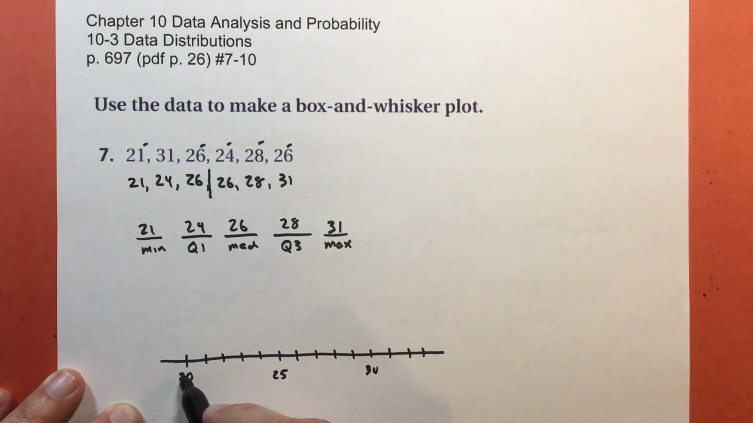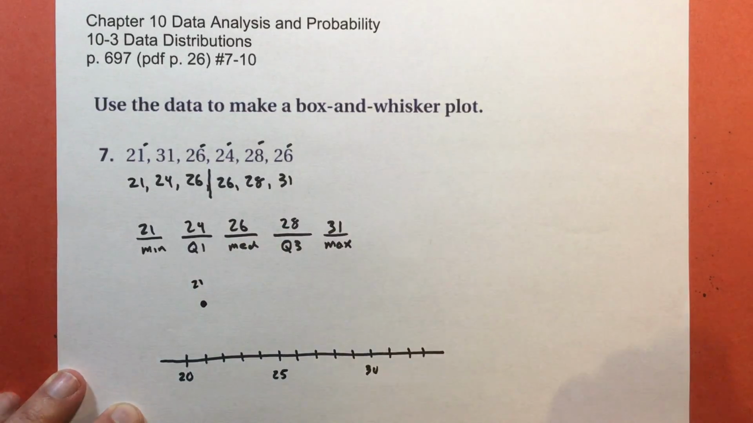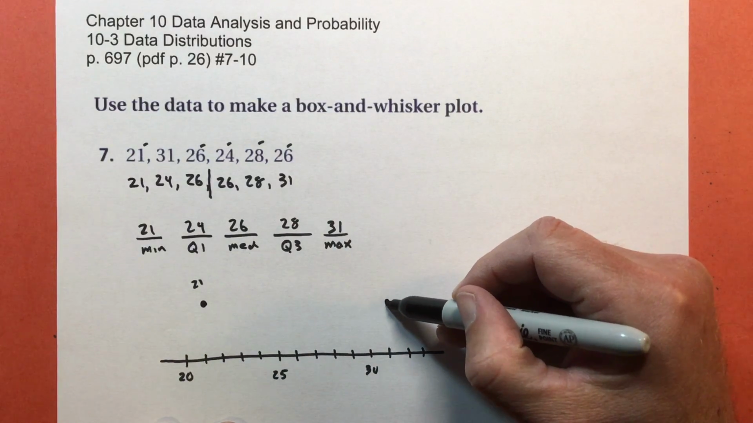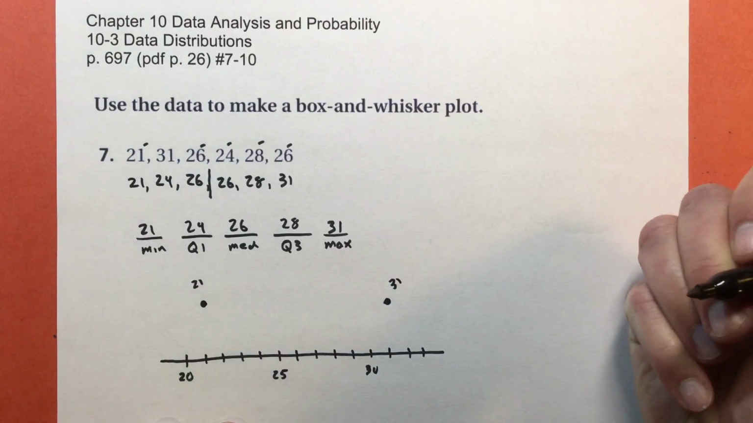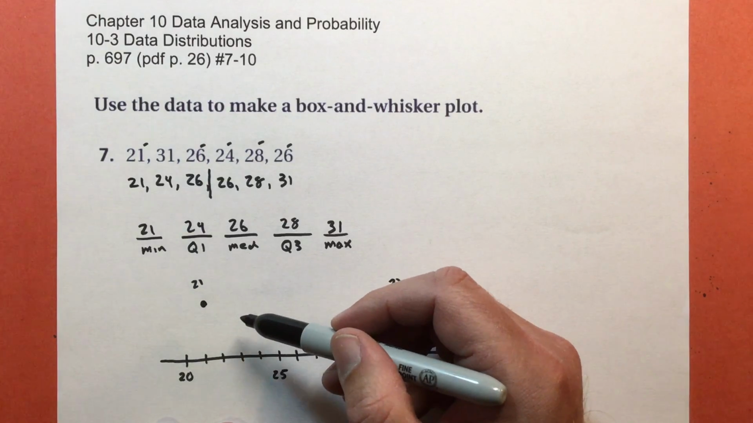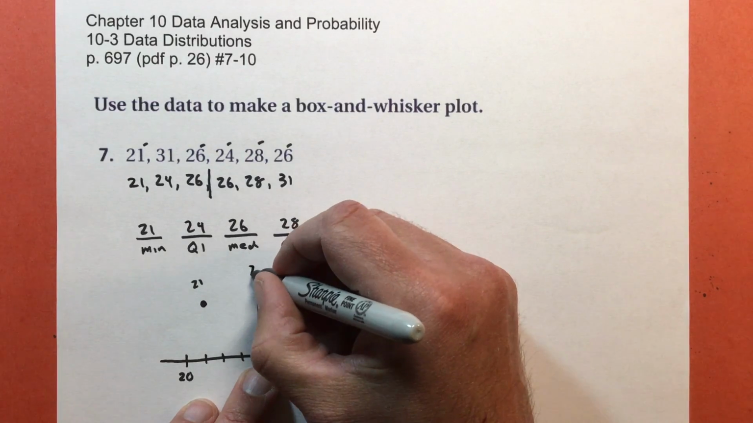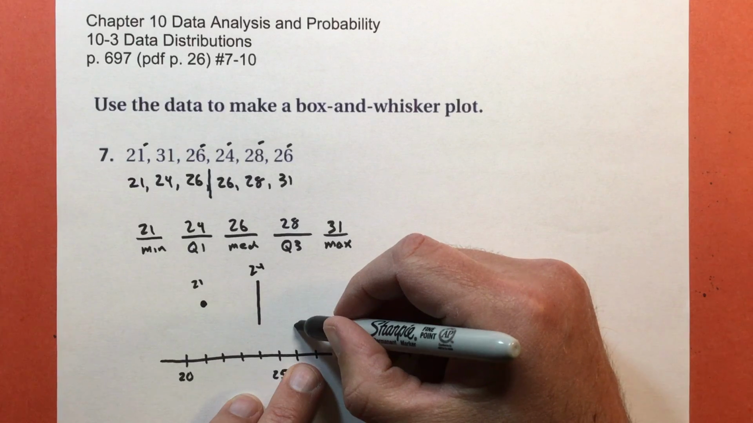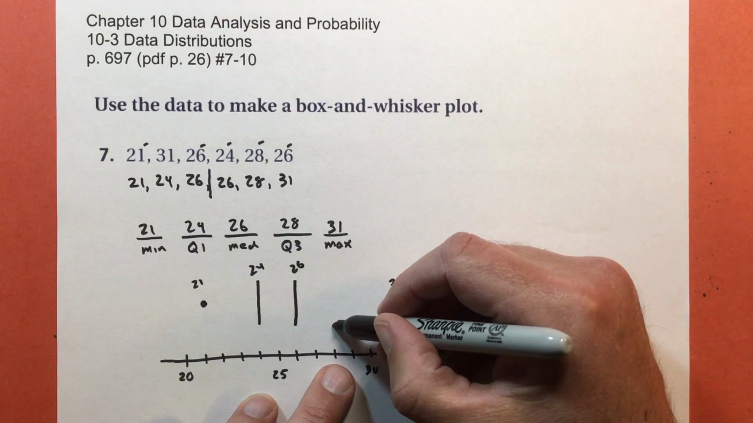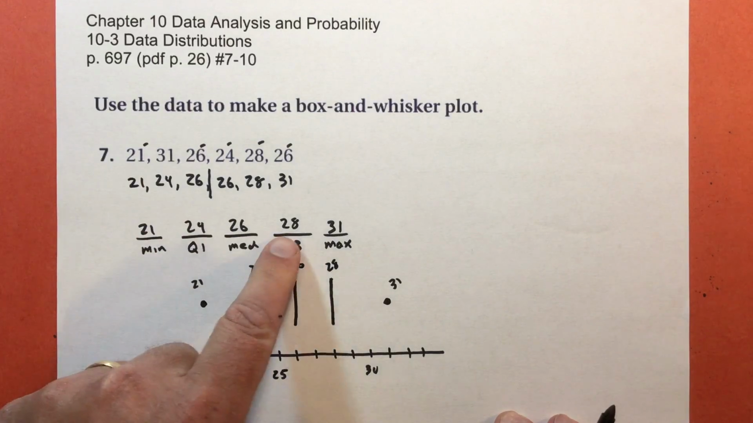Here's 20, here's 21, 21 is going to be on that line, and I'm just going to make a dot. And don't forget to label it. 31 is also going to be on that line, and I come up, make a dot, and I label it. Now the other 3 are not going to be dots, they're going to be line segments actually. 24 is right here. Make sure you label it. 26 is right here. Label. And 28, 6, 7, 8 is right here. So dot, line, line, line, dot.